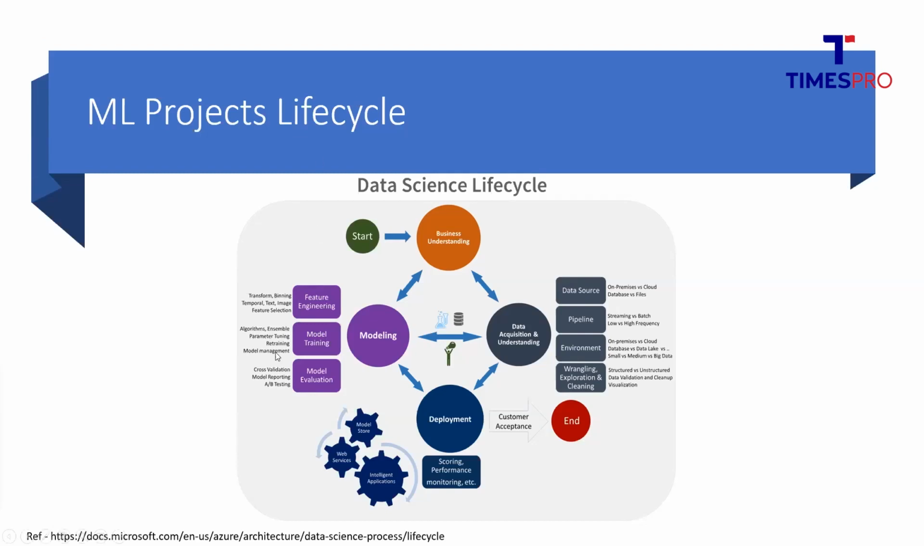So that's what we try to do in this step: whatever is important to the model, we try to feed it. Transform, binning, text, image, feature selection, like what all is important data, what all is not important data. We try to filter it here.